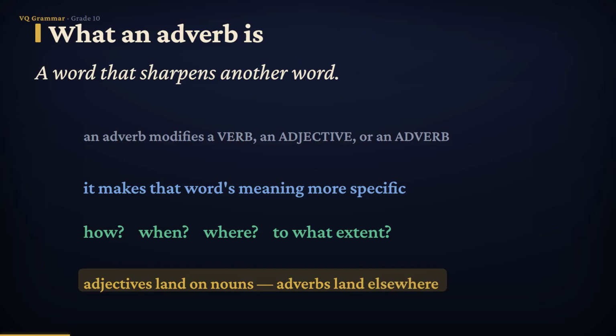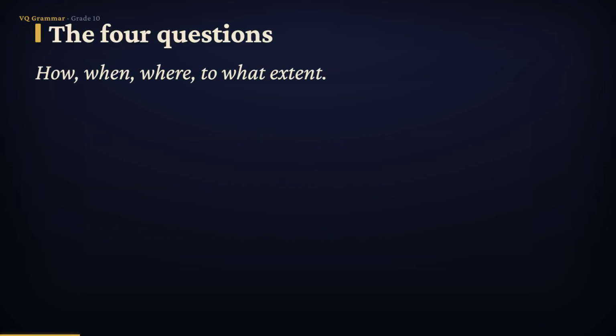Keep this in the back of your mind. An adjective lands on a noun. An adverb almost never touches a noun. It works on actions and on other describing words. So what do adverbs actually tell us? 4 things, and this little list is worth memorizing.